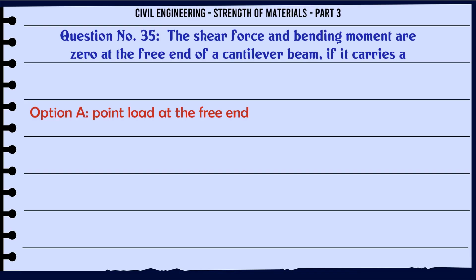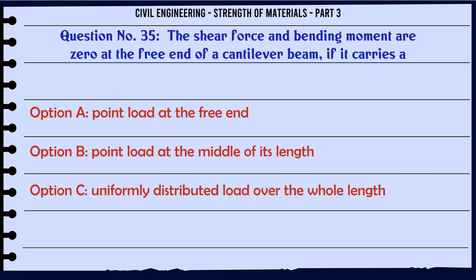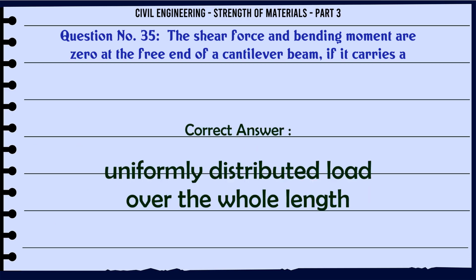The shear force and bending moment are 0 at the free end of a cantilever beam if it carries: A. point load at the free end, B. point load at the middle of its length, C. uniformly distributed load over the whole length, D. none of the above. The correct answer is uniformly distributed load over the whole length.